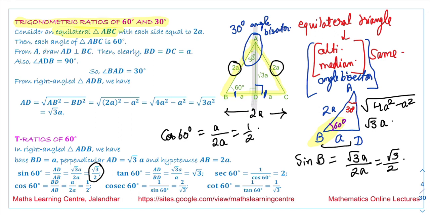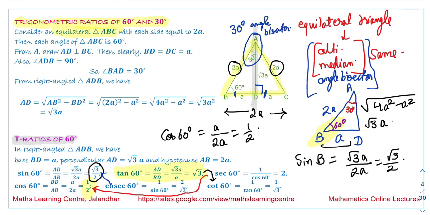So the answer we get is 1 by 2. This value is mentioned over here. Similarly, the value of tan 60 degree, that is perpendicular over base, is root 3. Now cosecant 60 is the reciprocal of sine 60 degree. Then secant 60 is the reciprocal of cos 60 degree, and cot 60 is the reciprocal of tan 60 degree. So we obtain these values over here corresponding to the 60 degree angle. So these are the T ratios of 60 degree angle.